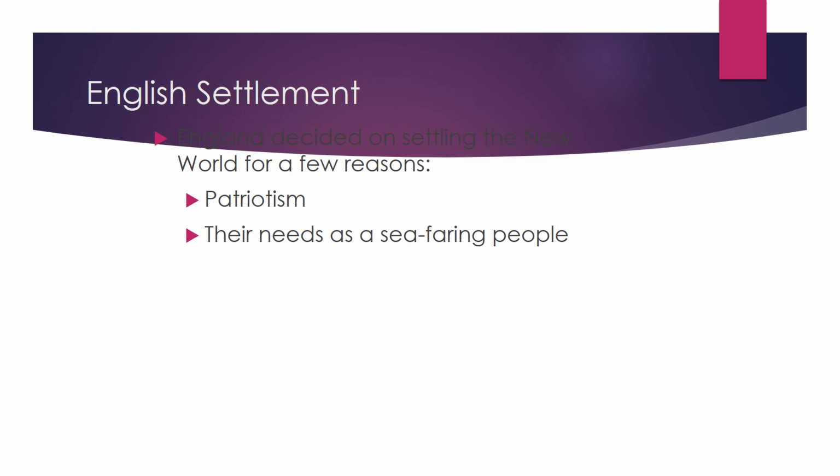Number 2 is their needs as a seafaring people. Again, if you are familiar with England, you know that it is a very small country. It is an island, and so they have agricultural and other needs that require some more land and space and farming area, so they can do this in America. And number 3, just longing for land and wealth. It was very profitable to be in the New World at this time.